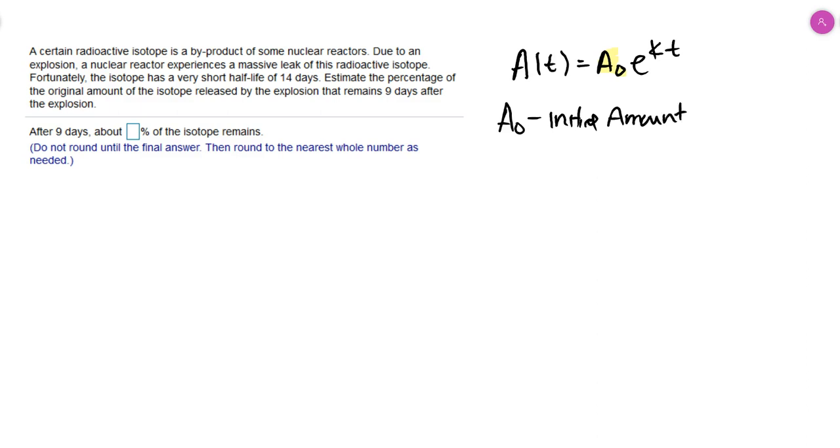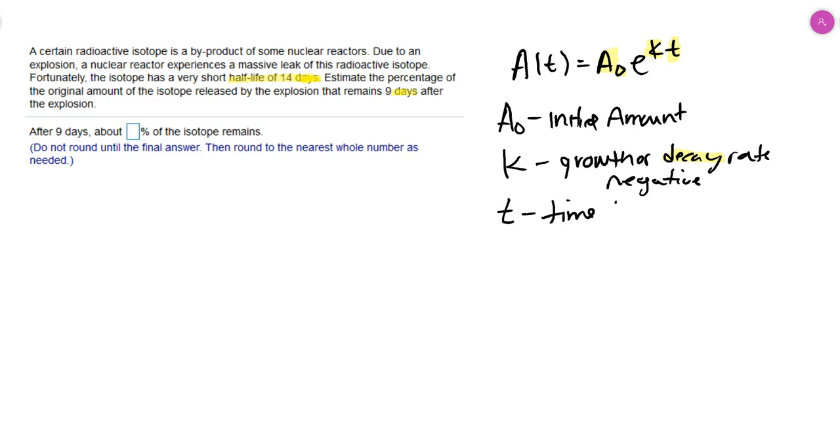The K is going to be our growth or decay rate. And because we're talking about the isotope having a half-life and how much of it remains after 9 days, this is going to be a decay rate, and this value will come out to be negative. So because it has a half-life, it's decaying instead of growing, and we'll have a negative value of K. Then we have our T, which is in time, and looking at our problem, we're dealing in days. So T is time in days.